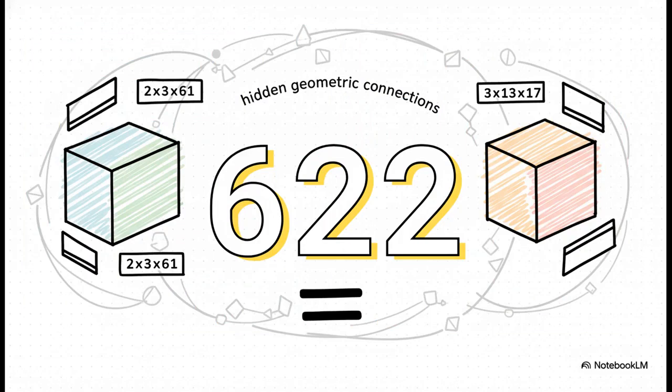So do they match? We've got two different numbers, which give us two sphenic bricks with completely different dimensions. One is a 2 by 3 by 61 brick, and the other is a 3 by 13 by 17 brick. But, and this is the crazy part, when you actually calculate the surface area for both of them, they are identical. Both bricks have a surface area of exactly 622 square units. Wow, that is the hidden connection we were looking for.